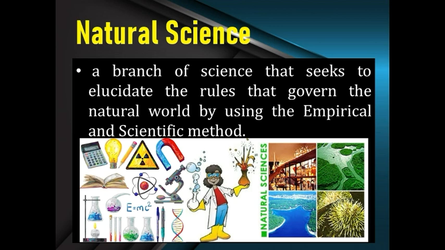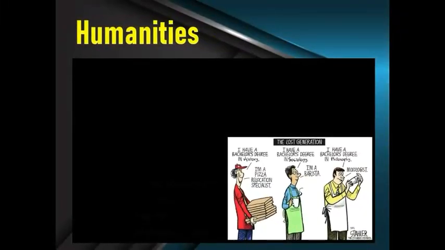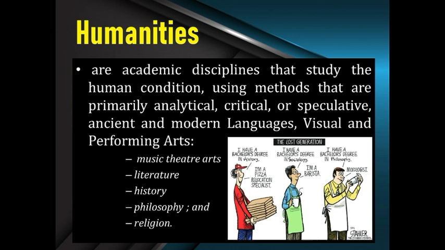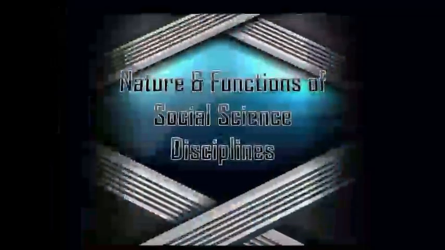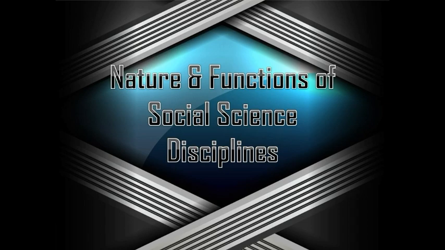Subject areas for natural science are physics, chemistry, biology, earth science, and astronomy. Humanities are academic disciplines that study the human condition using methods that are primarily analytical, critical, or speculative. These include ancient and modern languages, visual and performing arts, such as music and theater arts, literature, history, philosophy, and religion. We are now on the nature and functions of social science disciplines.